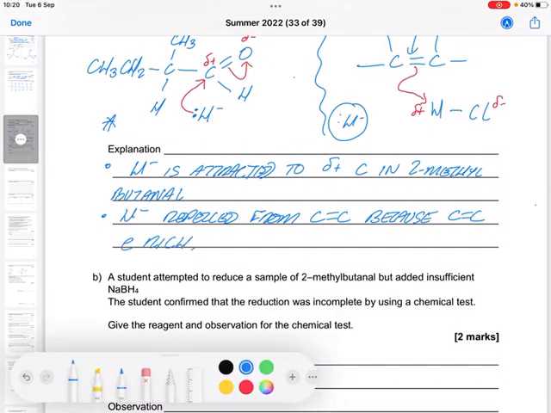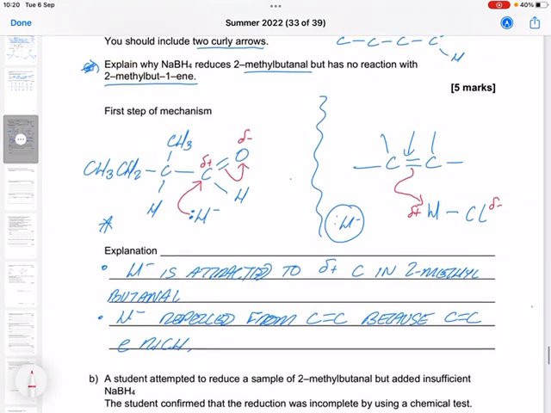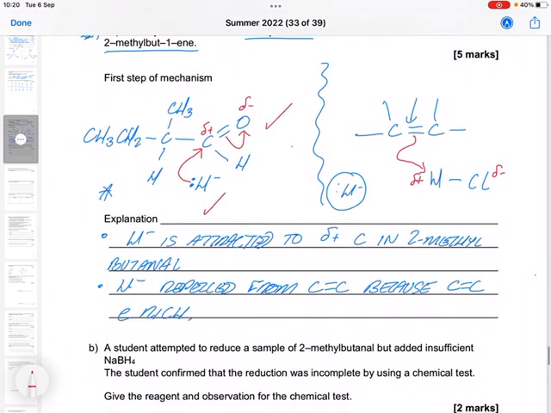So marks for that one, so 5 marks, so 1 for each of these curly arrows, 1 for stating that, 1 for talking about repelling because it is electron rich.